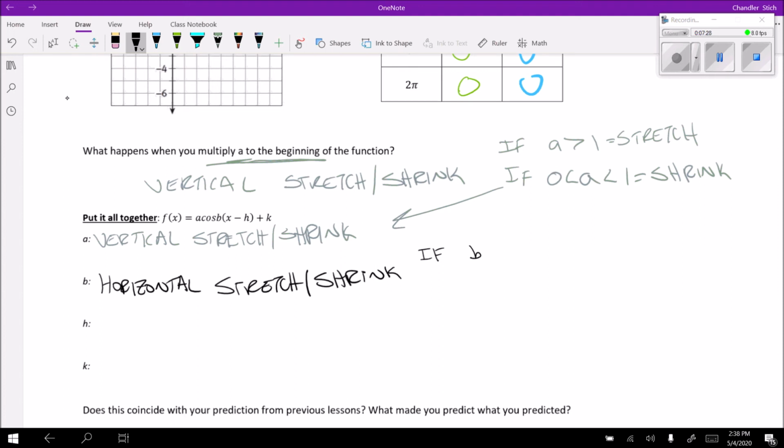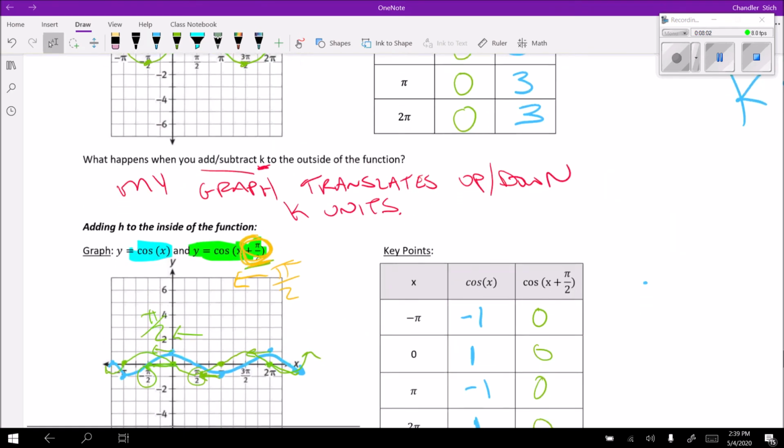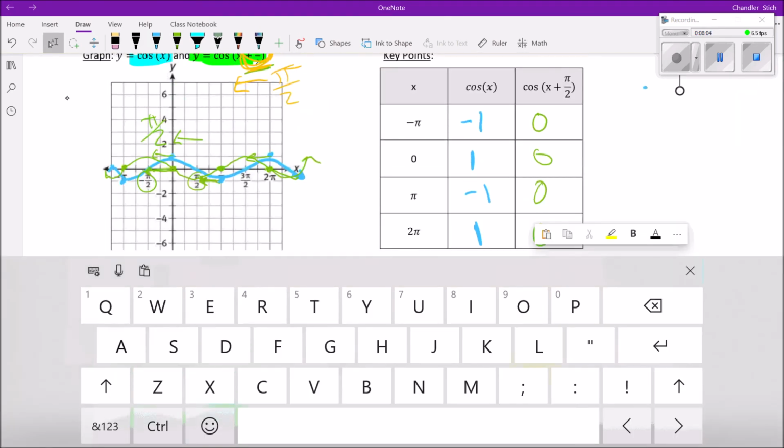If b is greater than 1, you have a horizontal shrink, like an accordion almost, if you guys know what an accordion is. If b is between 0 and 1, you have a horizontal stretch. It's going to stretch out. You're going to get more space in between your periods.